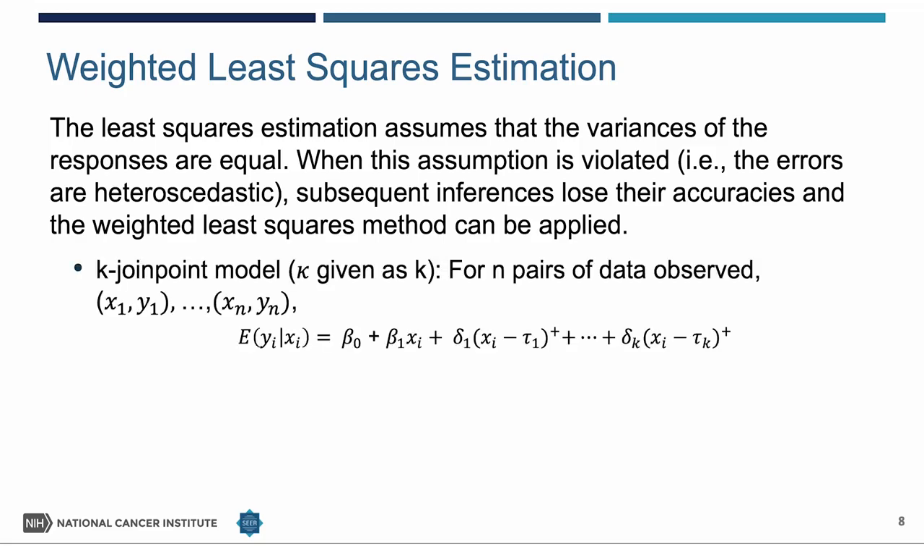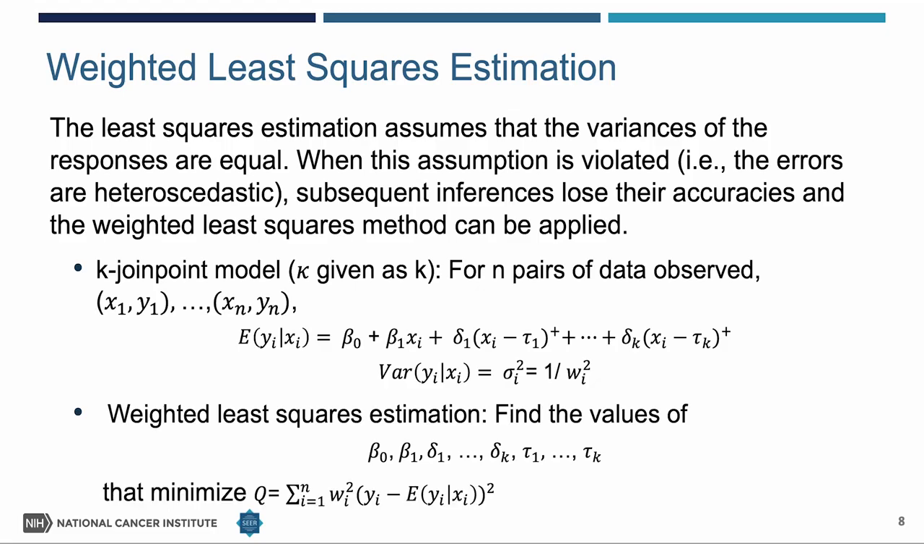The same mean function as before, but we assume that the variance of the response at time xi is sigma i squared. That can be written as 1 over wi squared. The idea of the weighted least squares estimation is to find the values of the parameters that minimize the weighted sum of squared differences. The weights are simply the reciprocal of the standard errors, which are used to stabilize the variance.